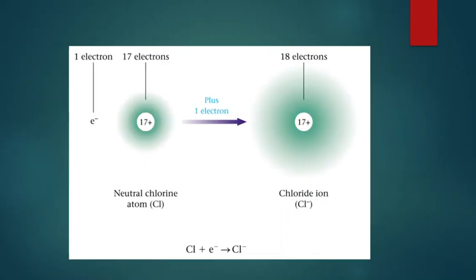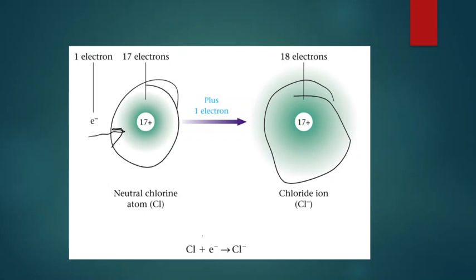As opposed to this one, notice the cloud gets bigger because you're gaining an electron. Anions do change their name. So this is chlorine. This becomes chloride. You're positive, you don't change your name. You're negative, you change your name. Are we good so far? Well, it's about to get more confusing, so hang on.